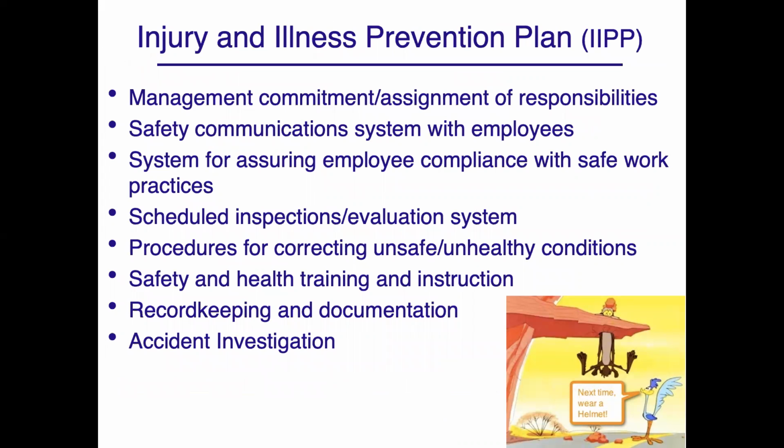The Injury and Illness Prevention Plan, or IIPP, details management commitment and assignment of responsibilities for those maintaining and implementing the plan. It discusses various safety communication systems with employees. The IIPP outlines a system for assuring employee compliance with safe work practices, as well as scheduled inspections and evaluation systems. It also contains procedures for correcting unsafe or unhealthy conditions, safety and health training and instructions, record keeping and documentation, and accident investigation procedures.